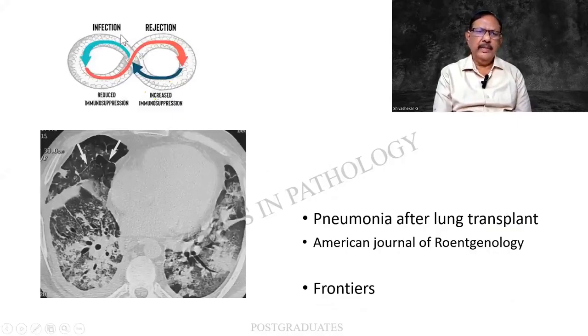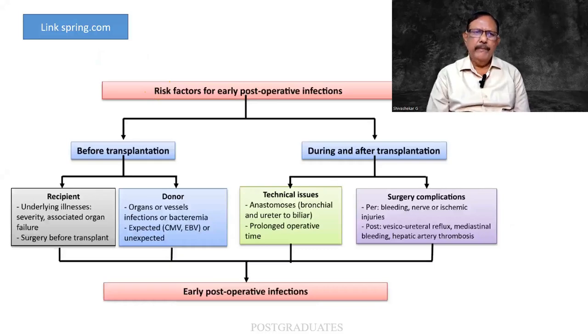So you find that there can be a rejection, there can be an infection that can occur, because of the immunosuppression that is given. And when there is a reduction of the immunosuppression, infection will prevail. So a deft balance will have to be maintained between these.